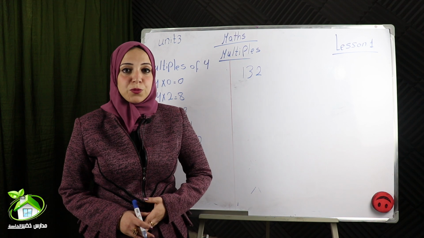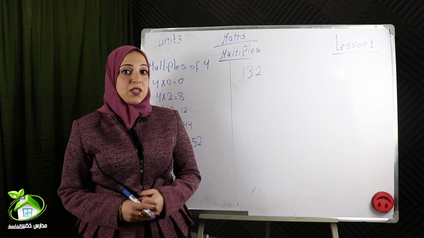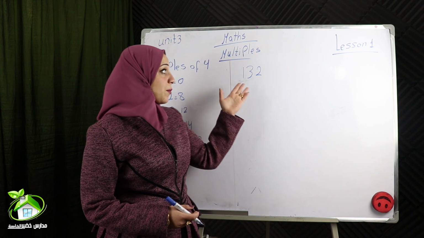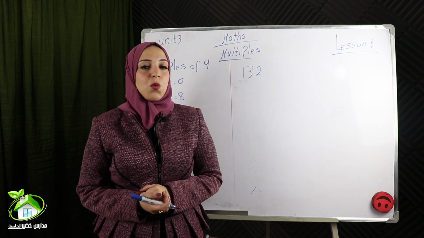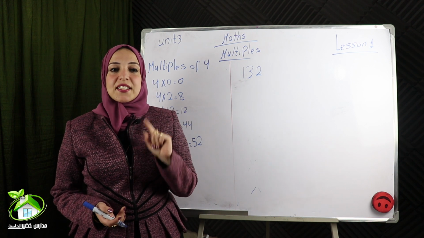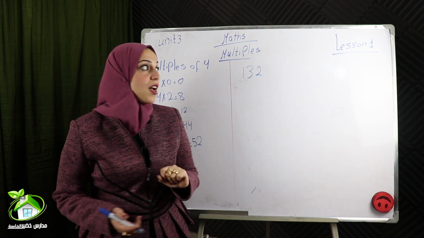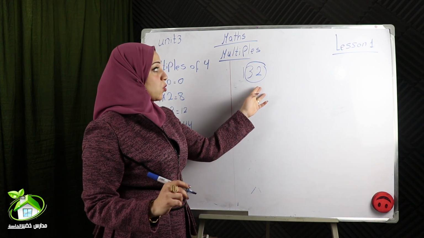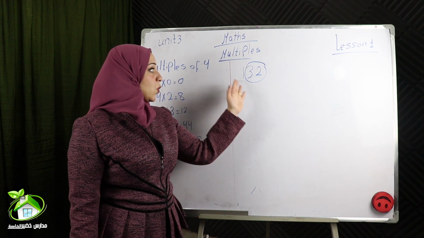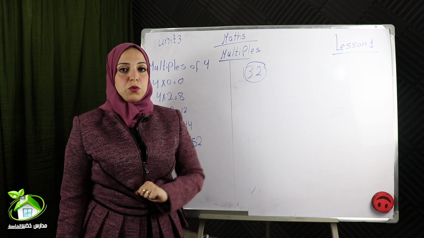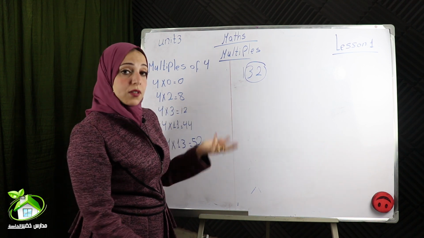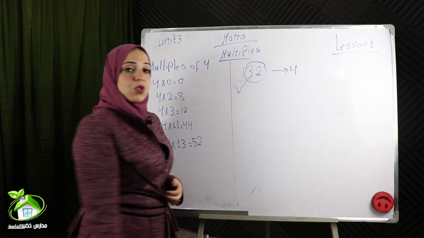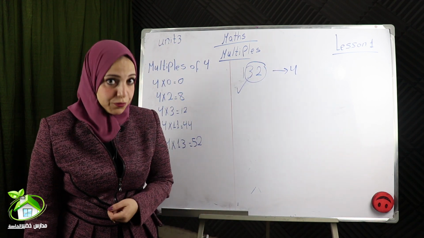If I have a number formed from more than 2 digits, such as 132, and I want to know if this number is a multiple of 4 or not, what can I do? I determine the tens and units together as 32. If 32 is a multiple of 4, then 132 is also a multiple of 4. 32, yes, is a multiple of 4. Then 132 is also a multiple of 4.